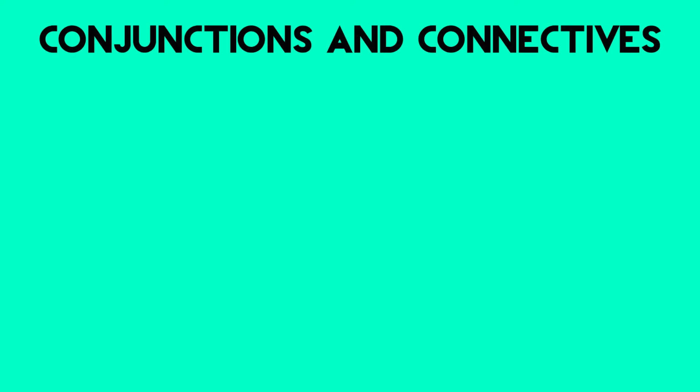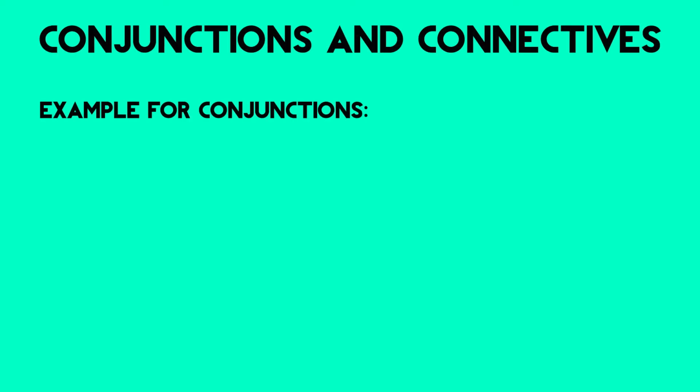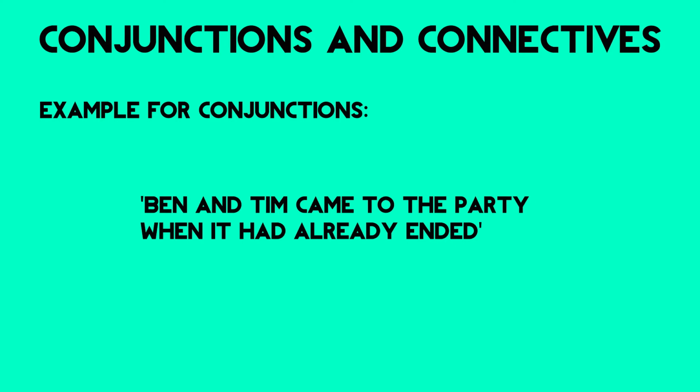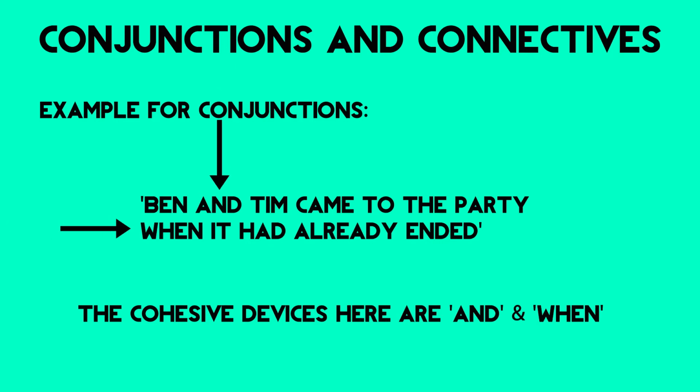Conjunctions and connectives. An example for conjunctions is, Ben and Tim came to the party when it had already ended. The cohesive devices here are "and" and "when".